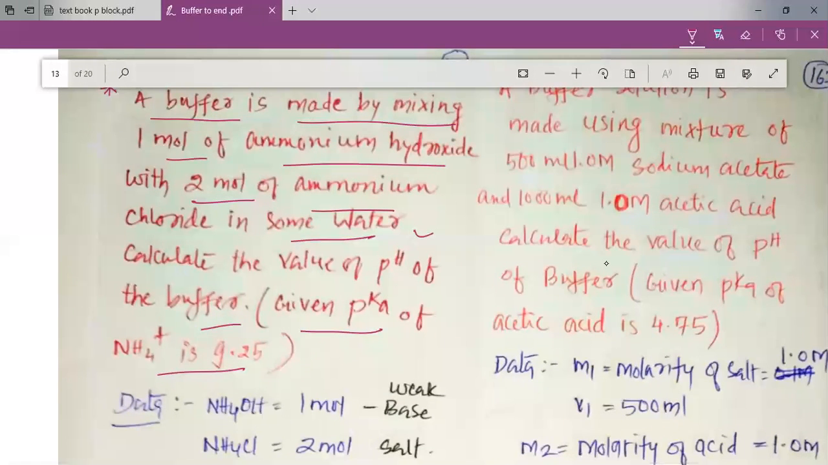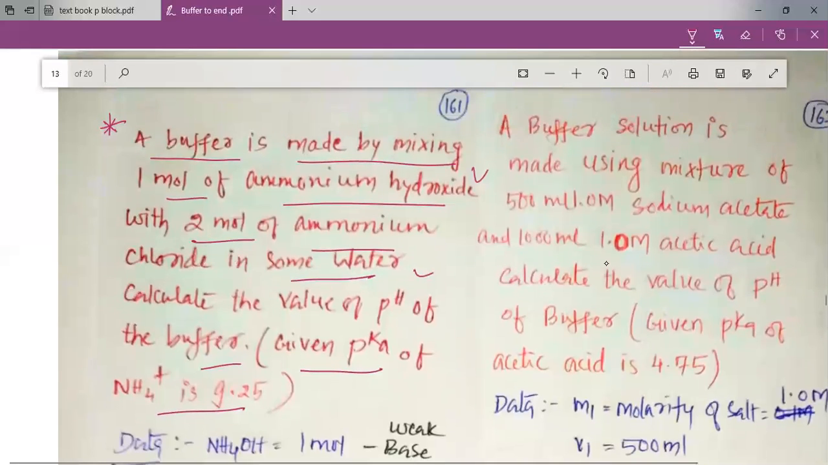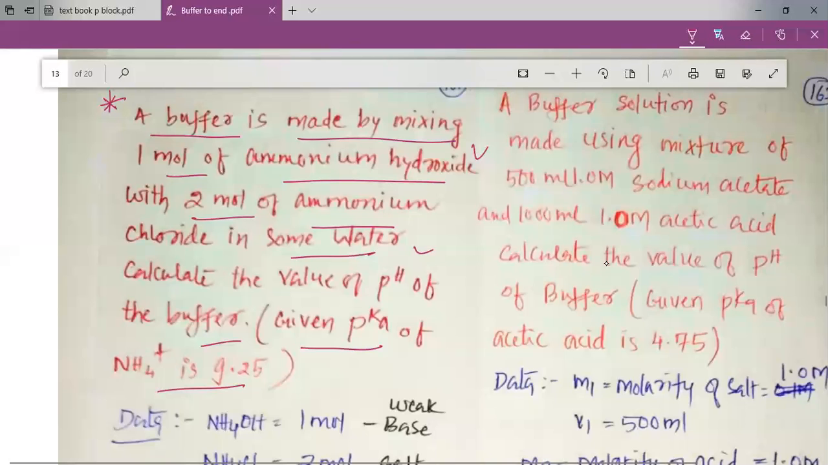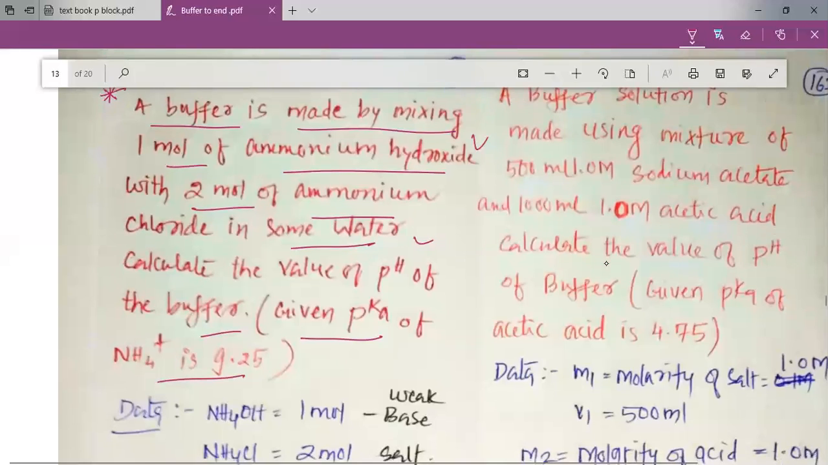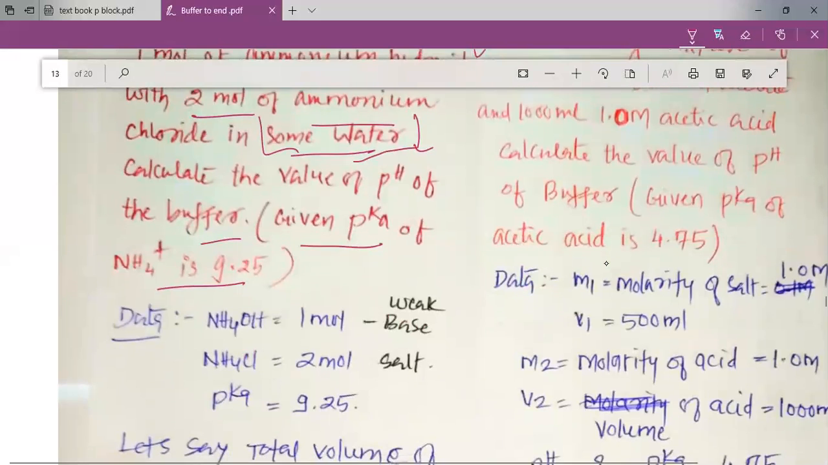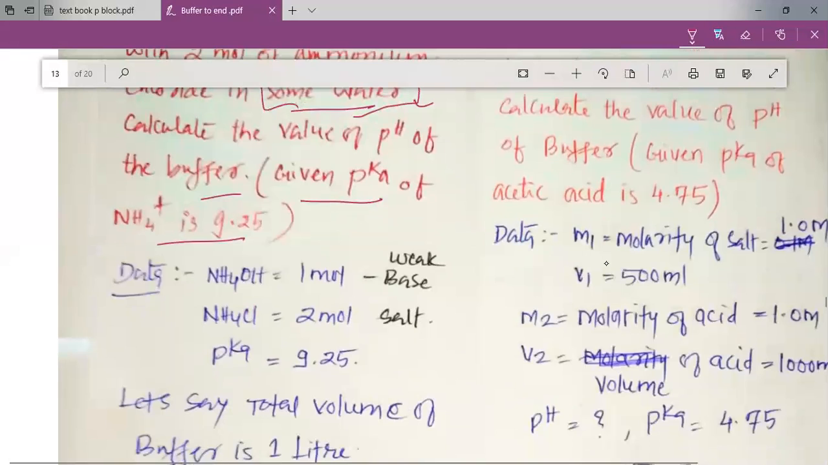We are here given a buffer made by mixing 1 mole of ammonium hydroxide. So you can see the concentration of ammonium hydroxide, or base, is given. Then 2 mole of ammonium chloride, so the concentration of salt is even given. They are added to some water, but this means the volume of water is fixed. Now we need to calculate the pH of the buffer.